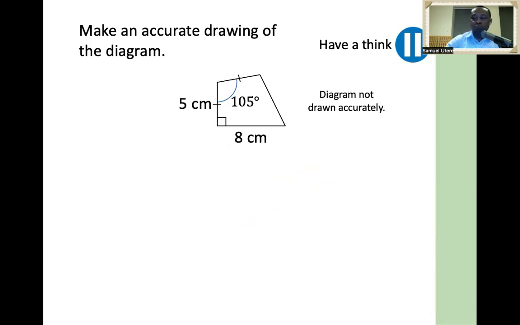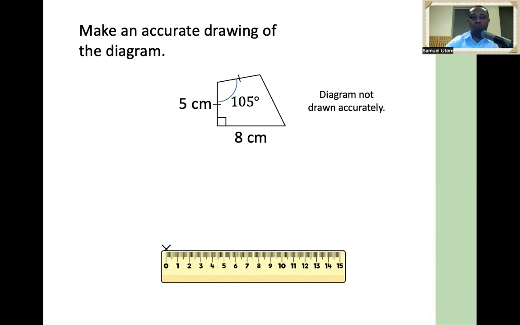All right. Assuming you've paused the video and you've given it a try, here is how it should be done. First, you put a mark on your paper. Next, you use your ruler to draw a straight line that is 8 centimeters in length.